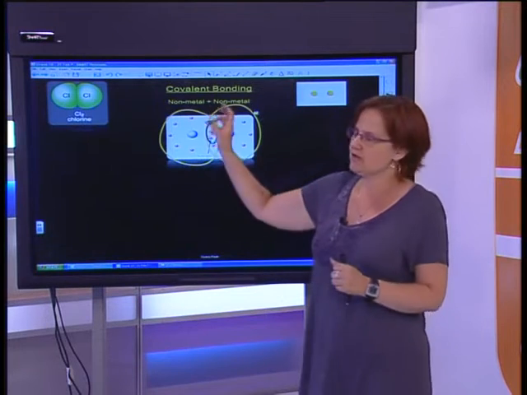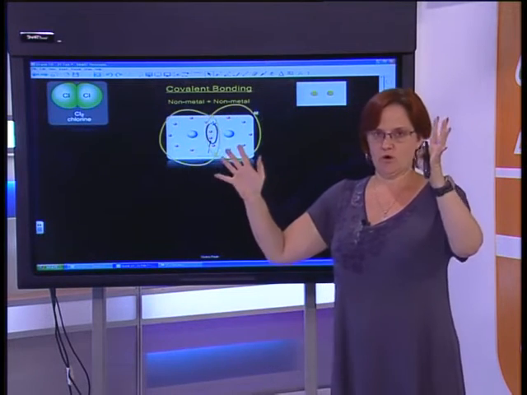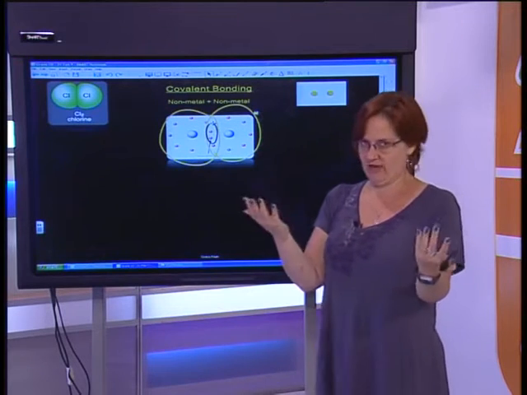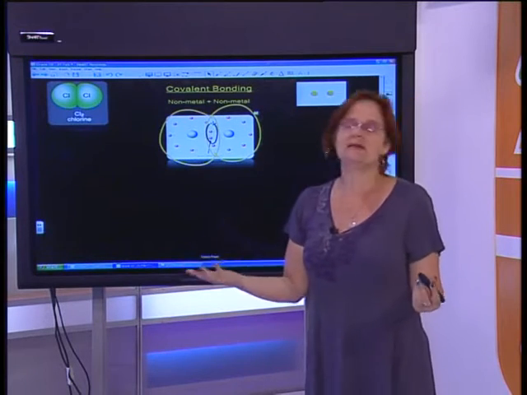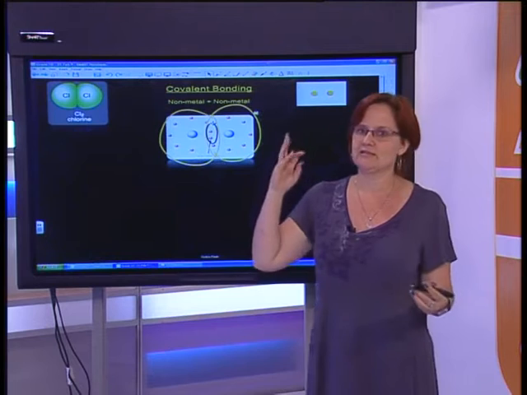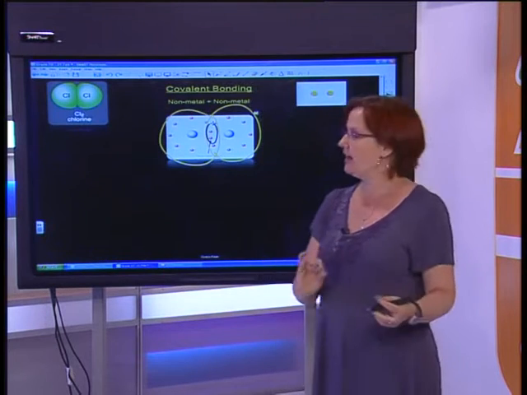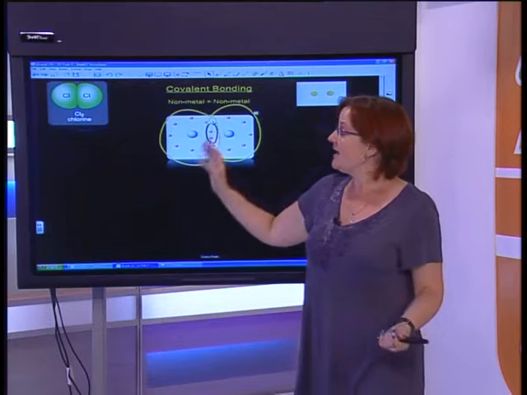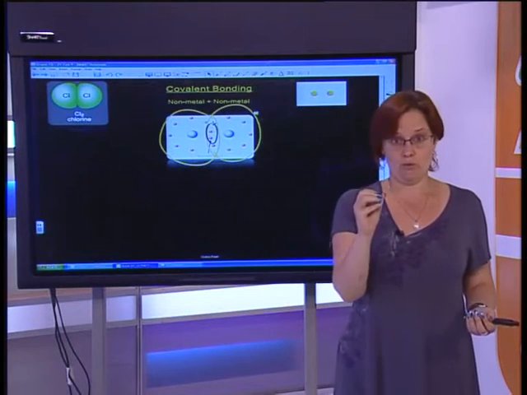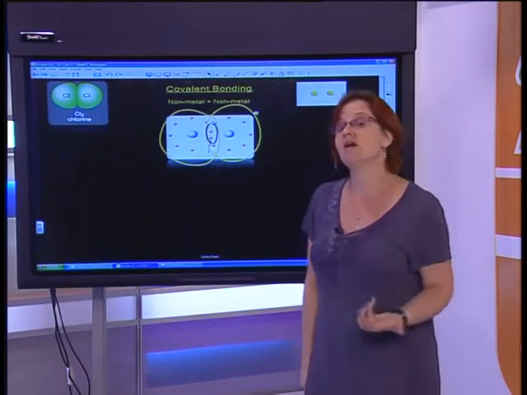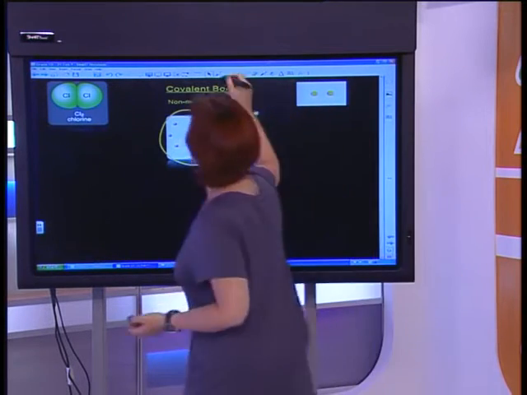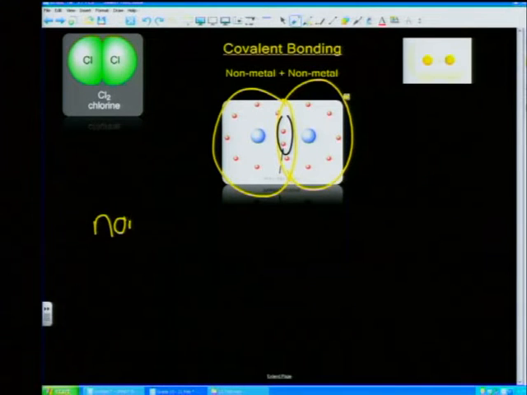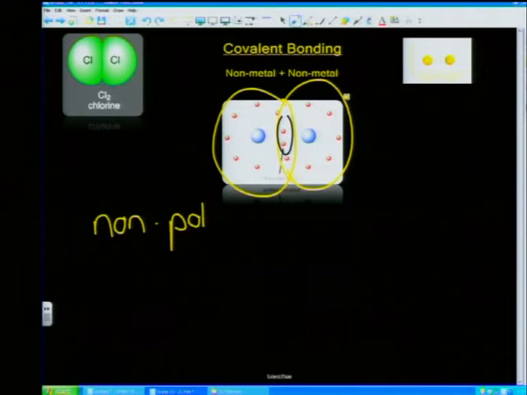When you take the 2 electronegativities of the atoms involved and subtract them from each other, you will get a value. If that value is less than 1.7, it gives me covalent bonding. It's just a general rule. If that difference is 0, it gives us what we call non-polar covalent bonding. So that's a new word for you, okay? We get non-polar covalent bonding.